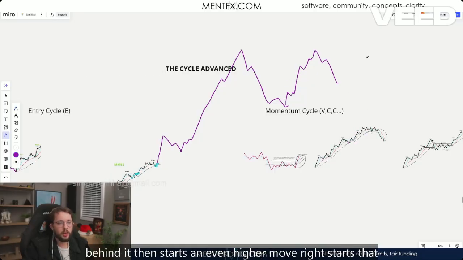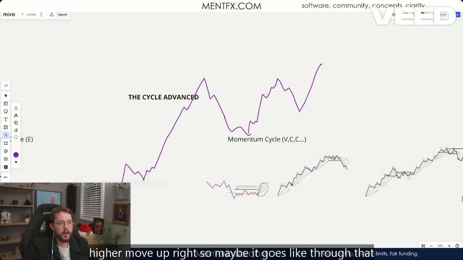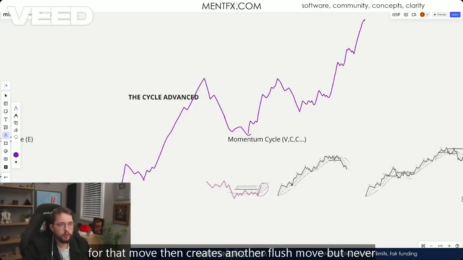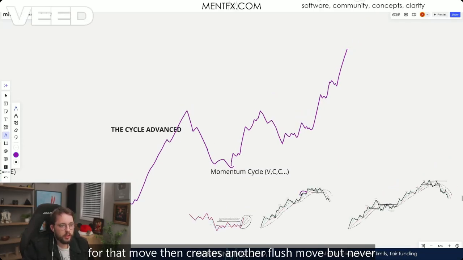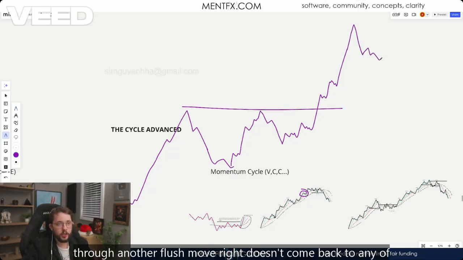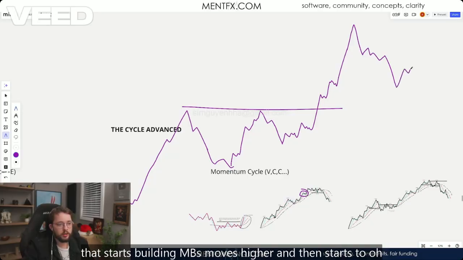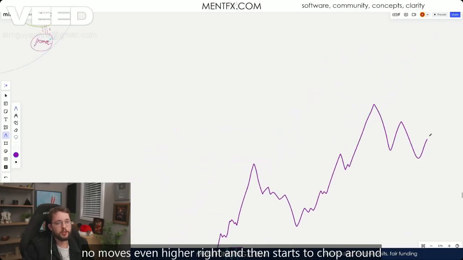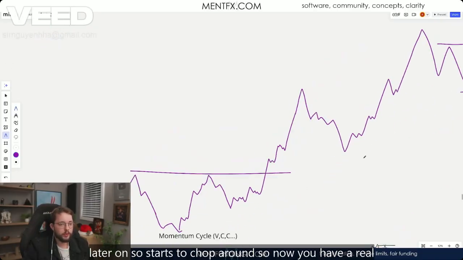And if it doesn't, great, your position is behind it. Then it starts an even higher move, right? So maybe it goes through those accumulation MBs, maybe momentum MBs, goes higher for that move. Then it creates another flush move, but never comes back to even this point. So another goes higher, goes through another flush move, right? Doesn't come back to any of that, starts building MBs, moves higher, and then moves even higher, right? And then starts to chop around later on.